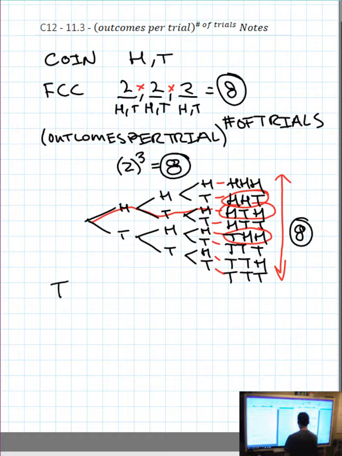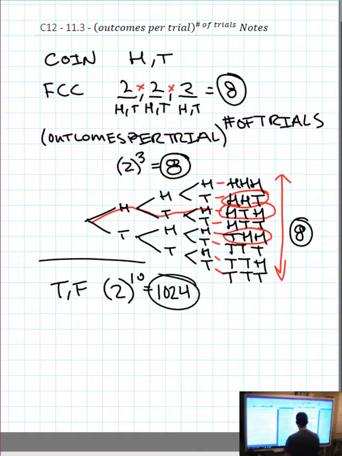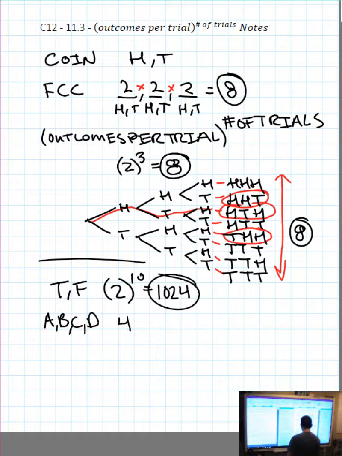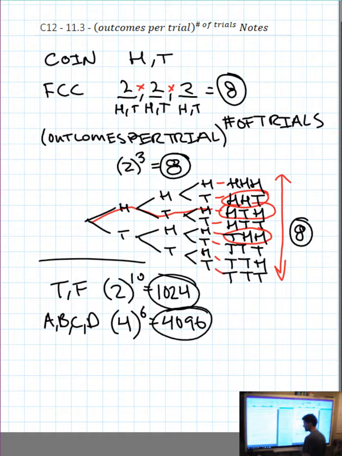Well, that's true or false, so that's 2 outcomes per trial, and it's 10 questions. So 2 to the 10, and 2 to the 10 is 1,024. Next example, if a test has A, B, C, D multiple choice answers with 6 questions, how many answer keys are possible? Outcomes per trial, we have A, B, C, or D. So 4 to the 6 questions equals 4,096.